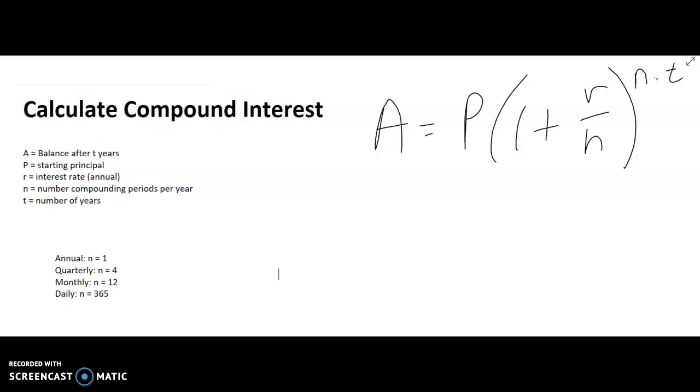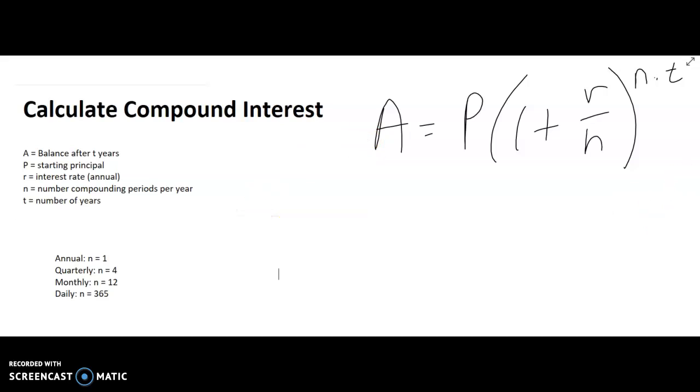Now let's back up to n, the number of times we compound in a year. If we compound annually, that's once a year because annual means 1. If I say quarterly, there are 4 quarters in a year, so n would be 4. Monthly, 12 months in a year, so n is 12. Daily, 365. There could be others, but those are the 4 main ones.